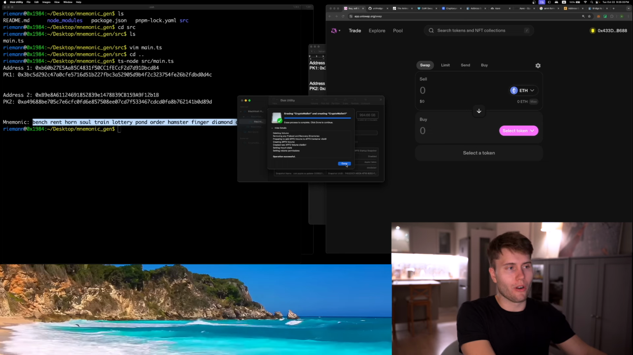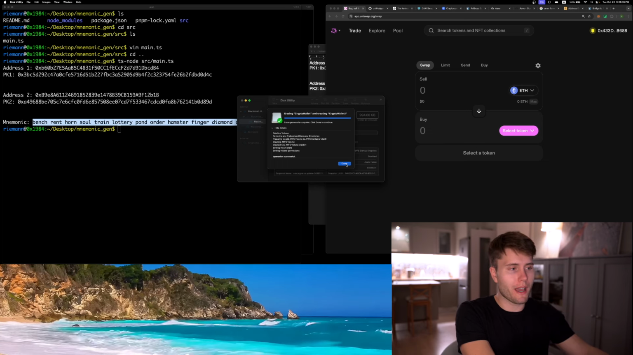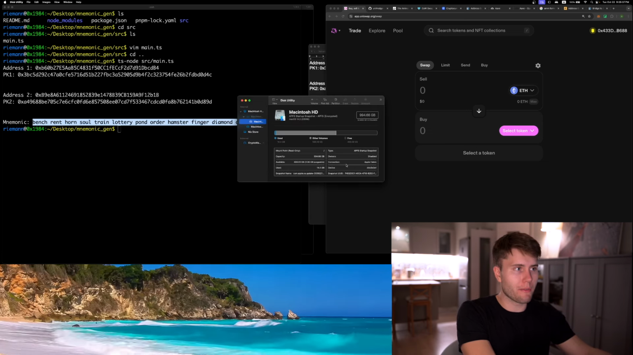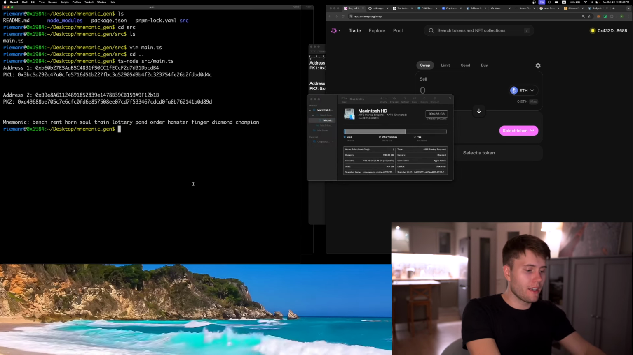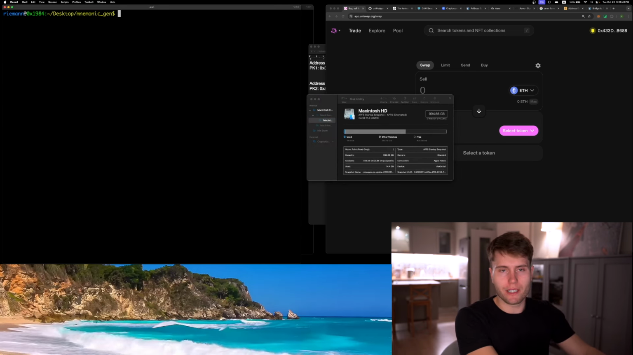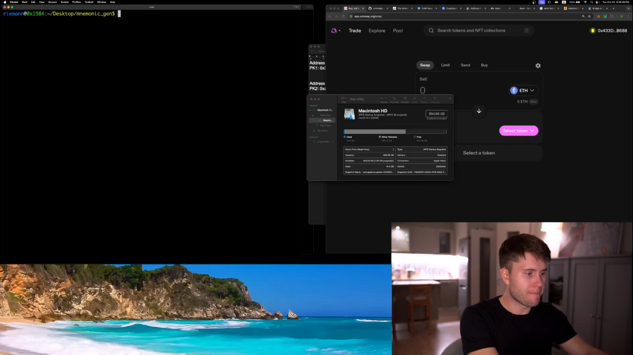Now we have our micro SD card that has been formatted, and everything that is on the micro SD card is encrypted behind a password. So I'm super paranoid about how I store my crypto and everything.